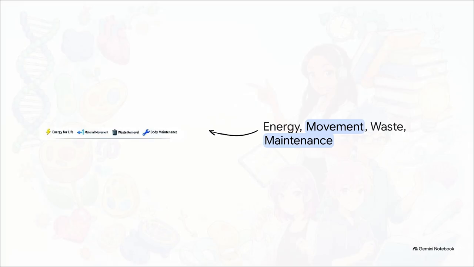All right, on to sections 3 and 4, transportation and excretion, moving goods and taking out the trash. Okay, so we've got our fuel and we've unlocked the energy inside it. But now, we need to physically move all those vital materials around the body, and just as importantly, we need to get rid of the toxic byproducts.